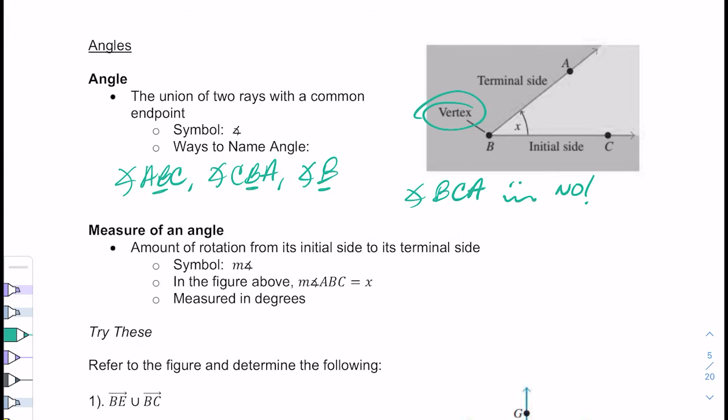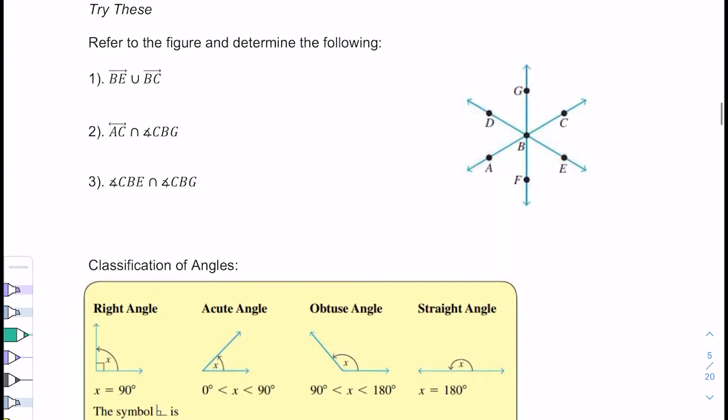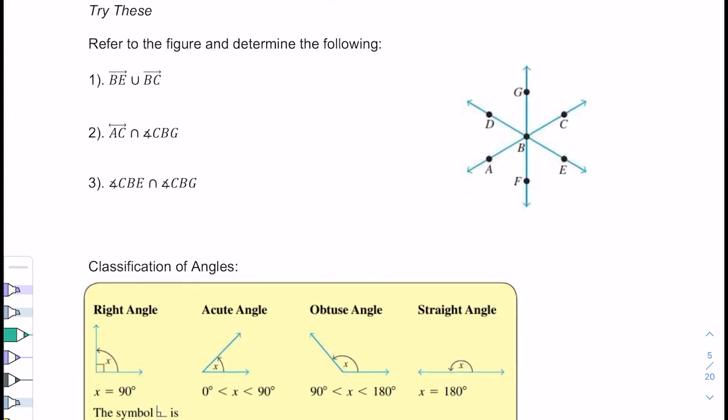We measure angles in degrees, and you may see a symbol for measure, and it's an M. So this right here is read measure of angle, and then you would name the angle. So we're given a diagram here, and again, we're looking at unions and intersections. The first one is asking you for the union, and the second two are asking for intersection. So pause the video and try answering these questions based on the diagram, and then unpause when you're ready to check your answers.